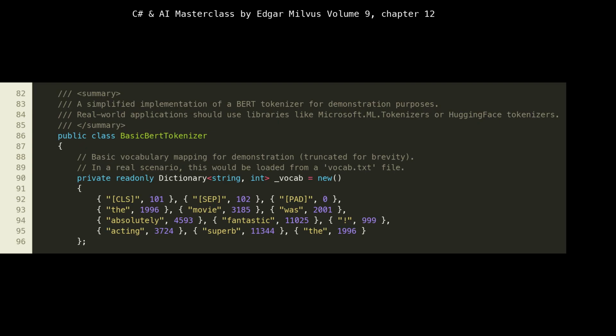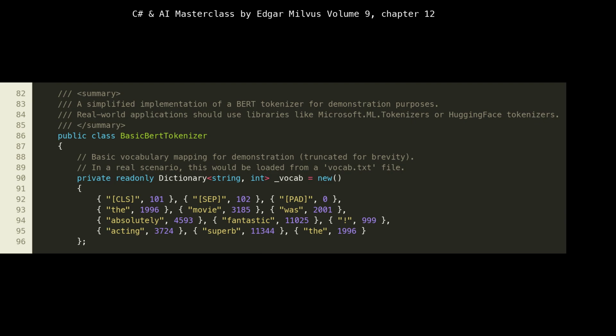At lines 82 to 97, we define our basic BERT tokenizer class. The XML documentation comment at lines 84 to 86 is important as it clearly states its purpose, a simplified tokenizer for demonstration. It also explicitly advises using robust libraries in real-world applications. The private _vocab dictionary at lines 88 to 97 is a crucial part of this tokenizer. It maps common words and special BERT tokens, CLS, SEP, PAD, to their corresponding integer IDs.